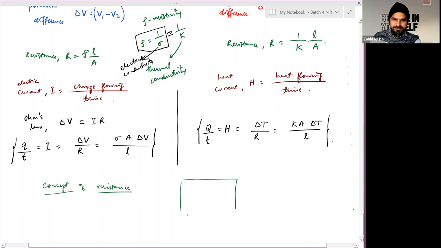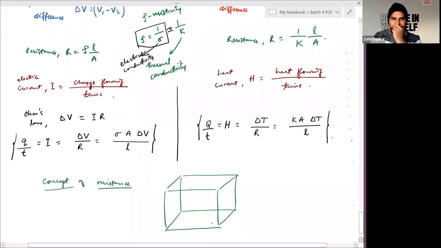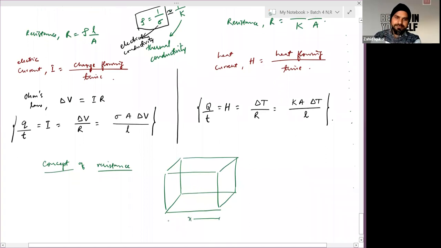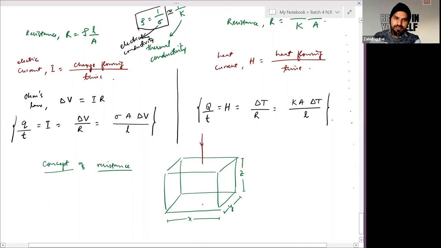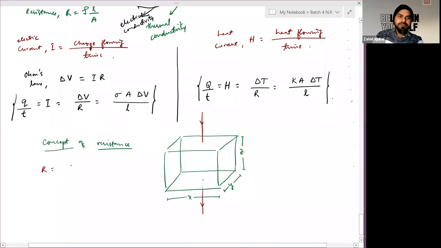Let me define for you the concept of how to calculate resistance related to a particular conductor. Suppose you have a conductor which may have this dimension as X, this dimension as Y, and this dimension as Z. So if you have to calculate resistance offered by this particular substance, if current is going across this particular surface, according to the formula, resistance equals L divided by conductivity into A. In this expression, L should always be parallel to current, and A should always be perpendicular to the direction of flow of current. Is it clear?